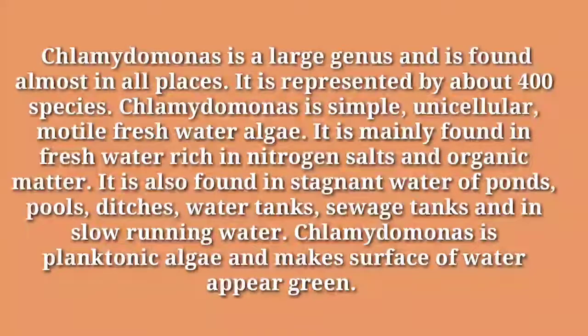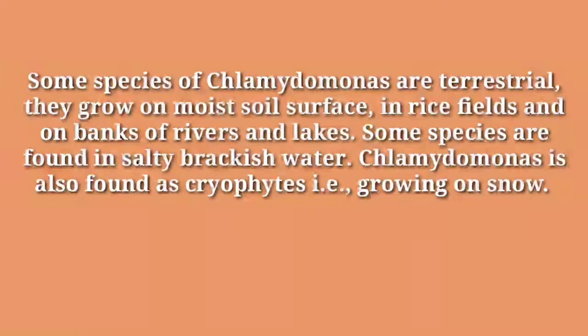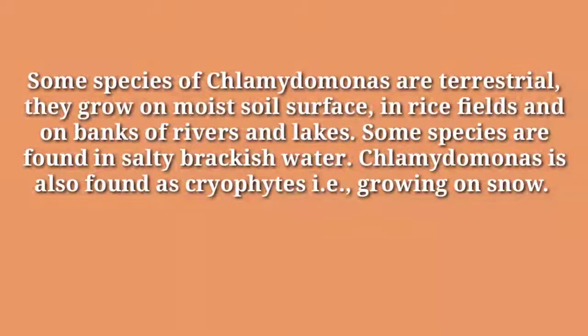It is also found in stagnant water of ponds, pools, ditches, water tanks, sewage tanks and in slow-running water. Chlamydomonas is planktonic algae and makes the surface of water appear green. Some species of Chlamydomonas are terrestrial. They grow on moist soil surface, in rice fields and on banks of rivers and lakes. Some species are found in salty brackish water. Chlamydomonas is also found as cryophytes, i.e., growing on snow.